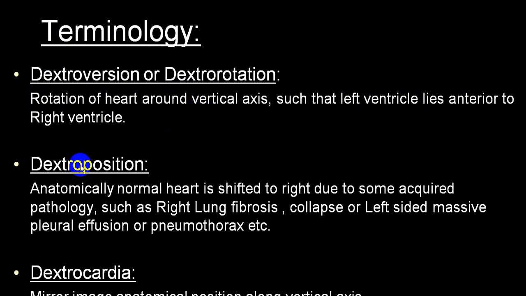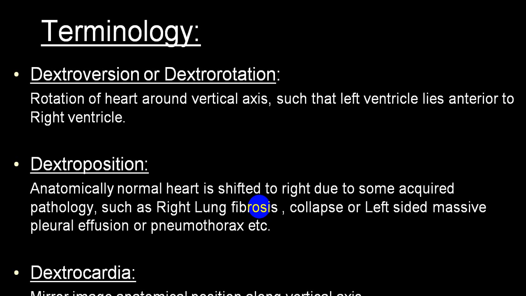Dextroposition, I have already told you, is because of shift of the mediastinum. Apex still points towards the left side, but the mediastinum is shifted to the right side, either because of right side fibrosis, collapse or thickened pleura, or left side massive pleural effusion, or left side tension pneumothorax. That will shift the mediastinum to the right side and the apex will still be pointing towards the left.